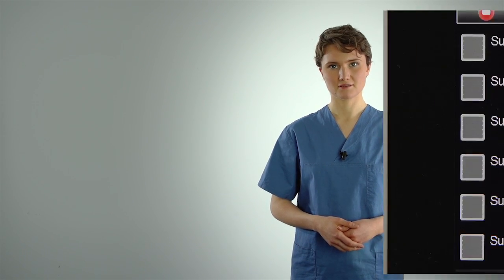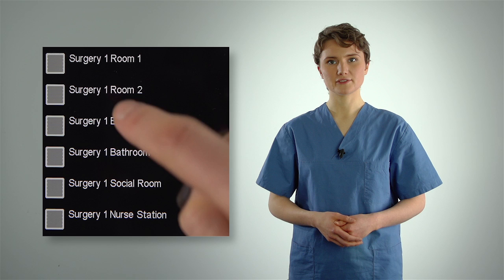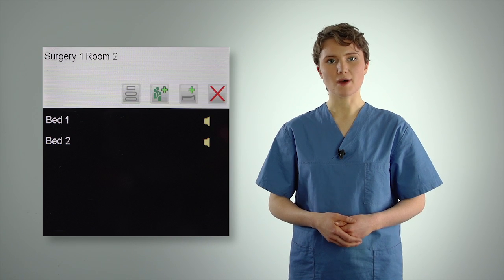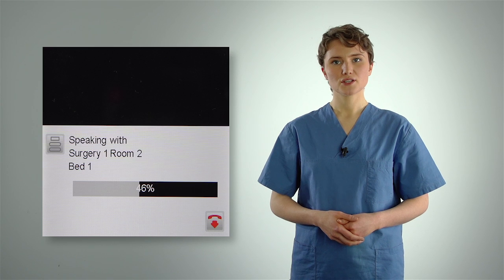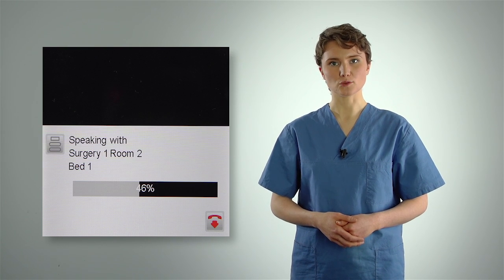To establish a voice connection to a patient, open the room list by pressing one of the tabs twice. From the list, select the room by pressing the corresponding entry. Now you can call the corresponding patient terminal by selecting one of the listed beds.